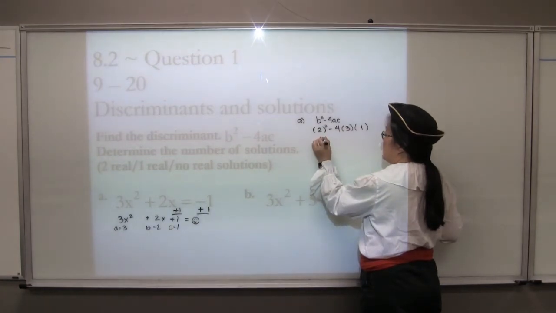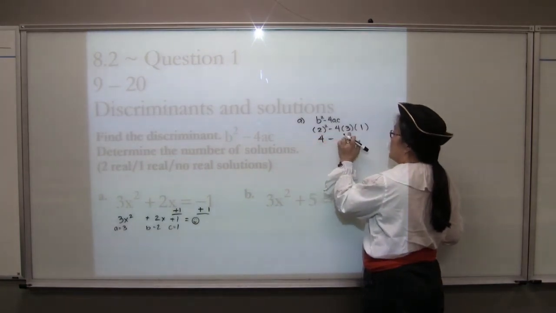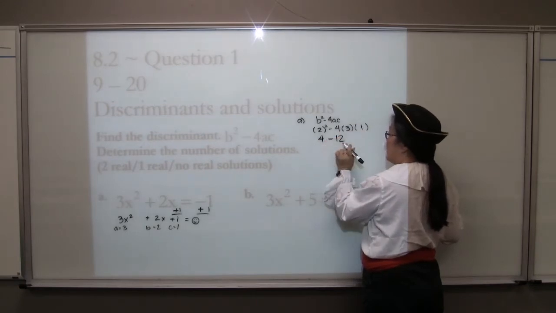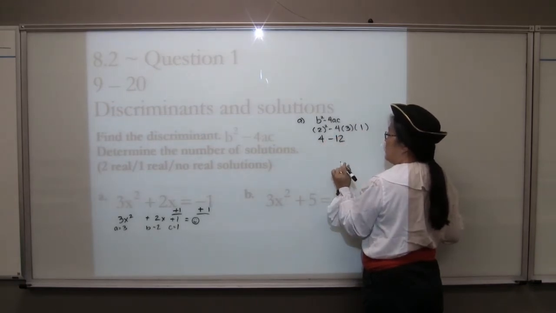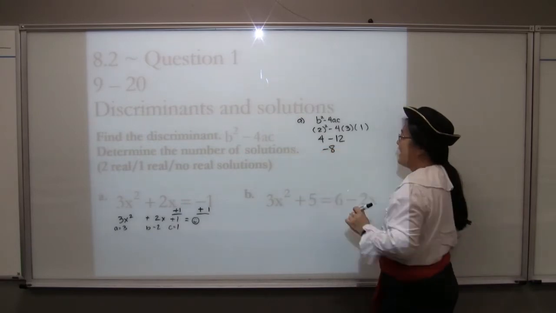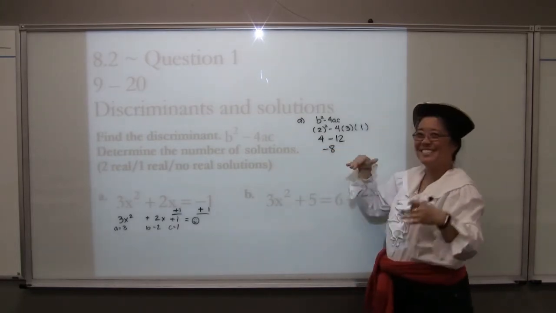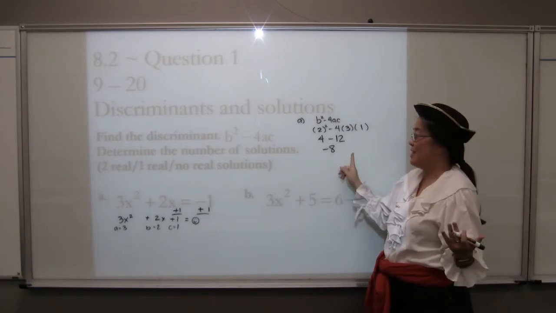And so this is going to be 2 times 2 is 4. 4 times 3 is 12, times 1 is 12. And 4 minus 12, adding, subtracting, going from left to right, gives me negative 8. Hey, formula, plug, work, answer. That is a good idea right there.